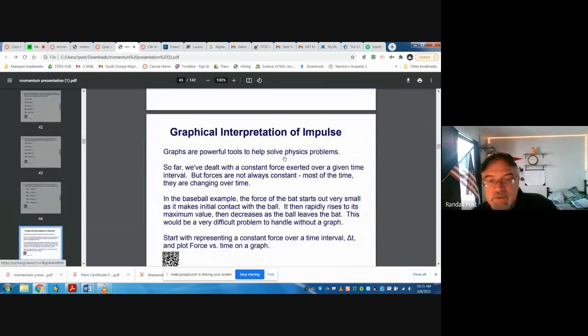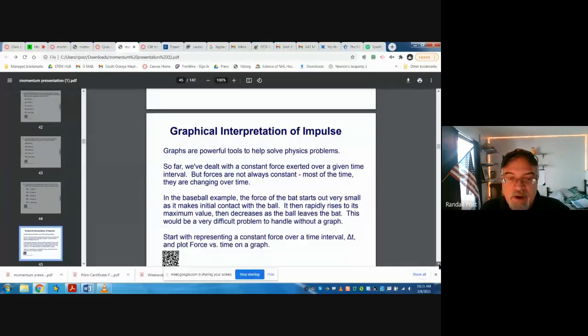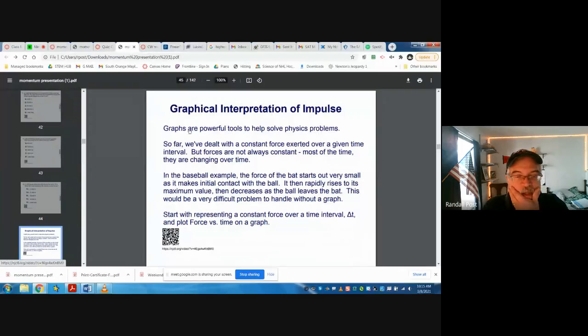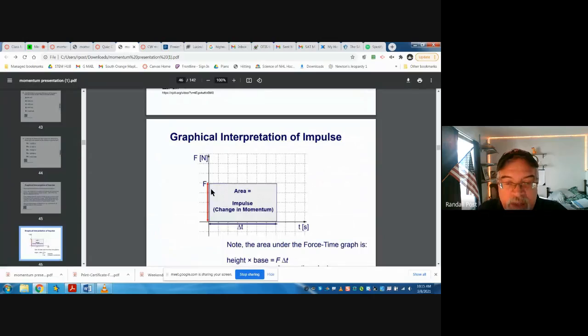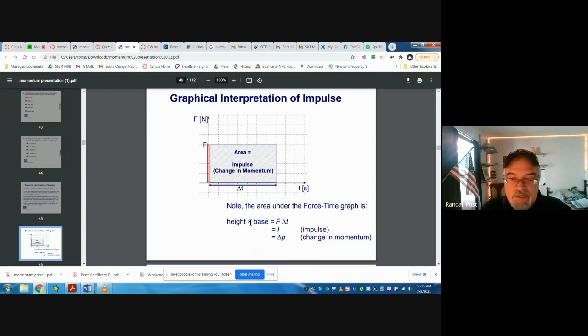Okay, graphical interpretation. I showed you one graph with a curve on it. Well, let's say we have a constant force over a certain amount of time. We can use graphics to calculate the impulse. It's simply force times the duration of time. And that makes a rectangle. And the area of that rectangle represents F times delta T. So base times height, right?